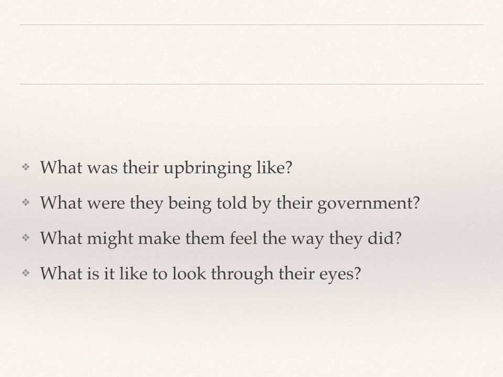And that's taking a historical perspective. That's what historical empathy is. It doesn't mean you're sympathizing. It doesn't mean you agree. Okay? It just means you're taking the perspective for intellectual purposes.